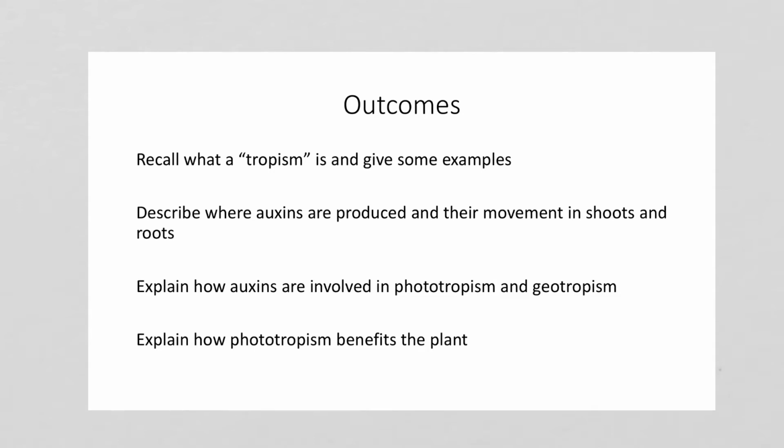So for the outcomes today, we're going to recall what a tropism is and give some examples. We're going to describe where auxins are produced and their movement in shoots and roots. We're going to explain how auxins are involved in phototropism and geotropism. So those are our tropisms where we're going to give our examples. And last but not least, we're going to explain how phototropism benefits the plant.